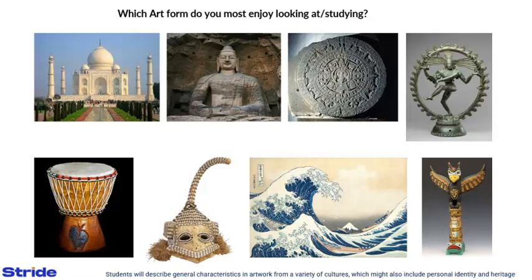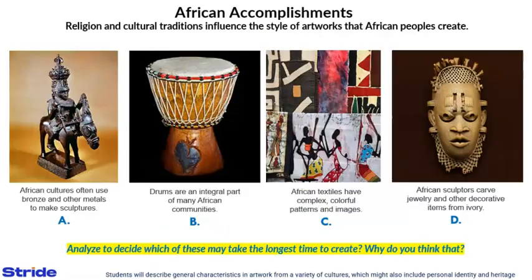So let's look at these pictures. Which art form do you most enjoy looking at or studying? These are all things that we have covered in Unit 5. So we are talking about African accomplishments. Religion and cultural traditions influence the style of artworks that the African people create. So analyze to decide which of these may take the longest time to create. And why do you think that?